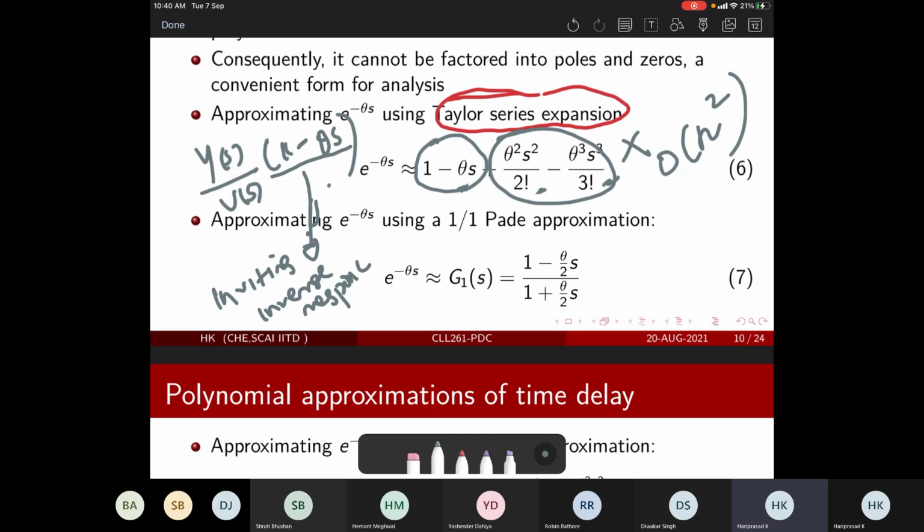So this approximation is okay, but let's see what is expected here. Let's say your system is like this, and this is your dead time. This is y versus time. Okay, this was the original response. The approximated response would be something like this. It would most likely coincide, but you would see you are bringing an unwanted inverse response over here.